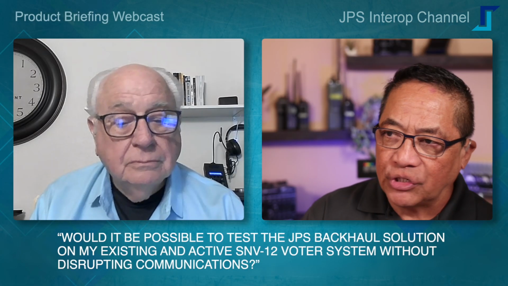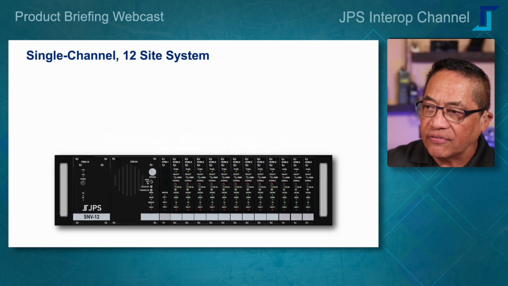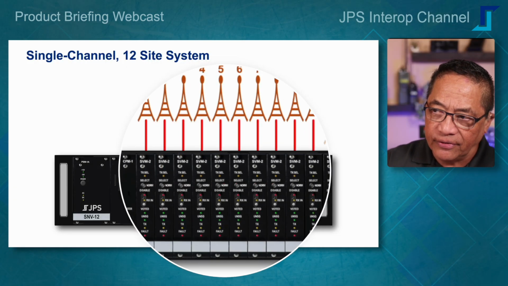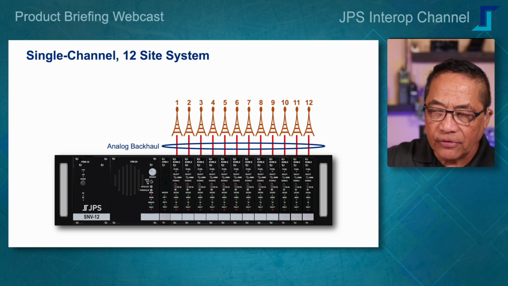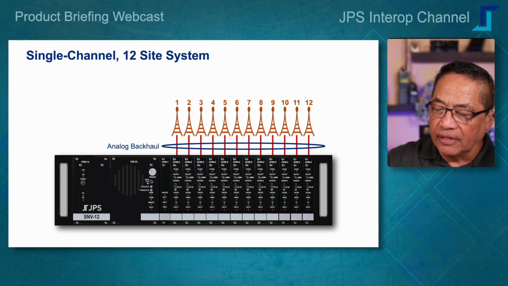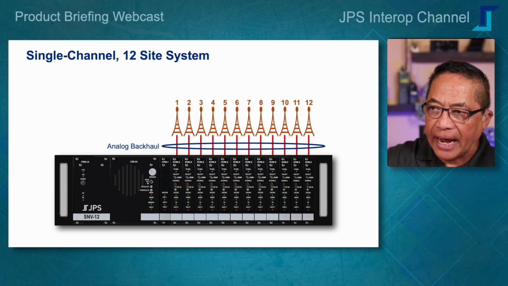So the chassis is a channel, and each of the SVM2 modules in this case, which we call the site voter modules, SVM, will support a remote receiver / transmitter site. So it's on a one-to-one basis. And we have an analog backhaul.